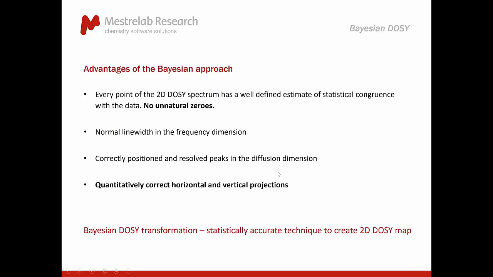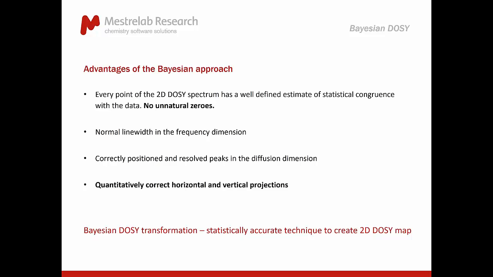The Bayesian approach has several very strong advantages. First of all, it's a really statistically accurate approach. Every point of the 2D DOSY plot or DOSY spectrum has a certain value. There are no zeros in there. All values there are experimental values or processed values. So no unnatural zeros, first of all.